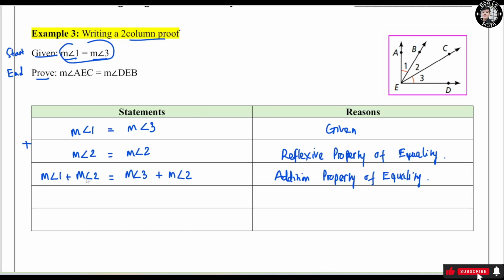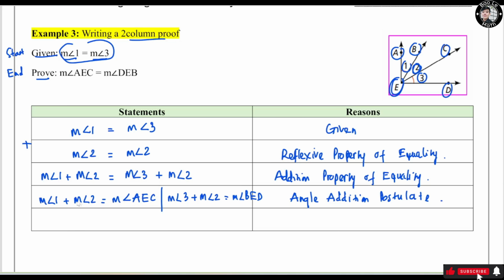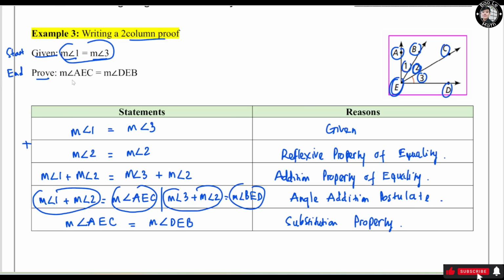Now, the measure of angle 1 plus the measure of angle 2 is right here. Actually, angle AEC, right? And measure of angle 3 plus angle 2 is going to be this guy and this guy. So, actually, BED, right? So, this one is called angle addition postulate. And the last one, we just replace this guy right here with this guy, right? This guy right here with this guy, right? This is called substitution property. Observe that we end with the proof right here. So we're done, right? And it's a good time to stop.